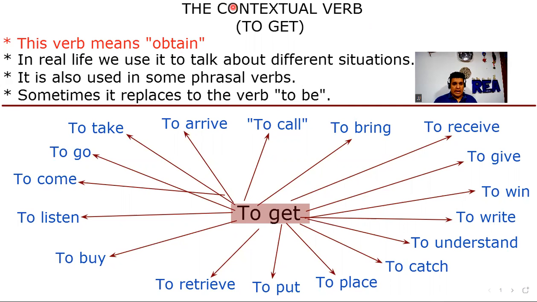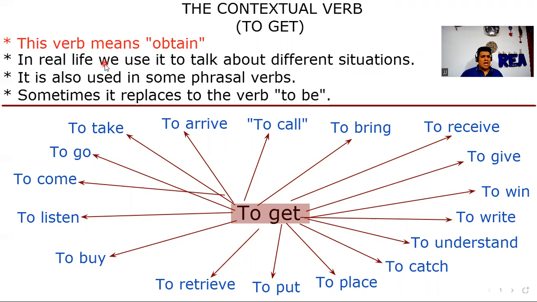However, in real life, when we speak English every day, we use this verb for different things, different situations. Some people call it the multi-meaning verb. I call it the contextual verb. Sometimes I say the universal verb. The name doesn't matter, it's just a way to call it. So basically it means obtain. In real life we use it to talk about different situations. That's what I say, contextual.